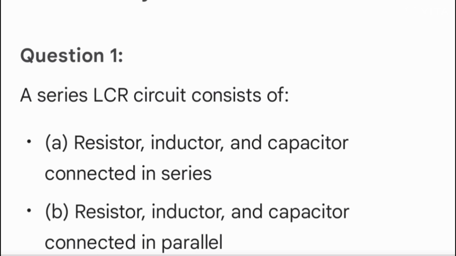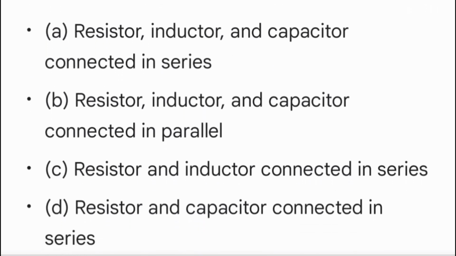AC voltage applied to a series LCR circuit. Objective questions. Question 1. A series LCR circuit consists of A. Resistor, inductor and capacitor connected in series, B. Resistor, inductor and capacitor connected in parallel, C. Resistor and inductor connected in series, D. Resistor and capacitor connected in series.